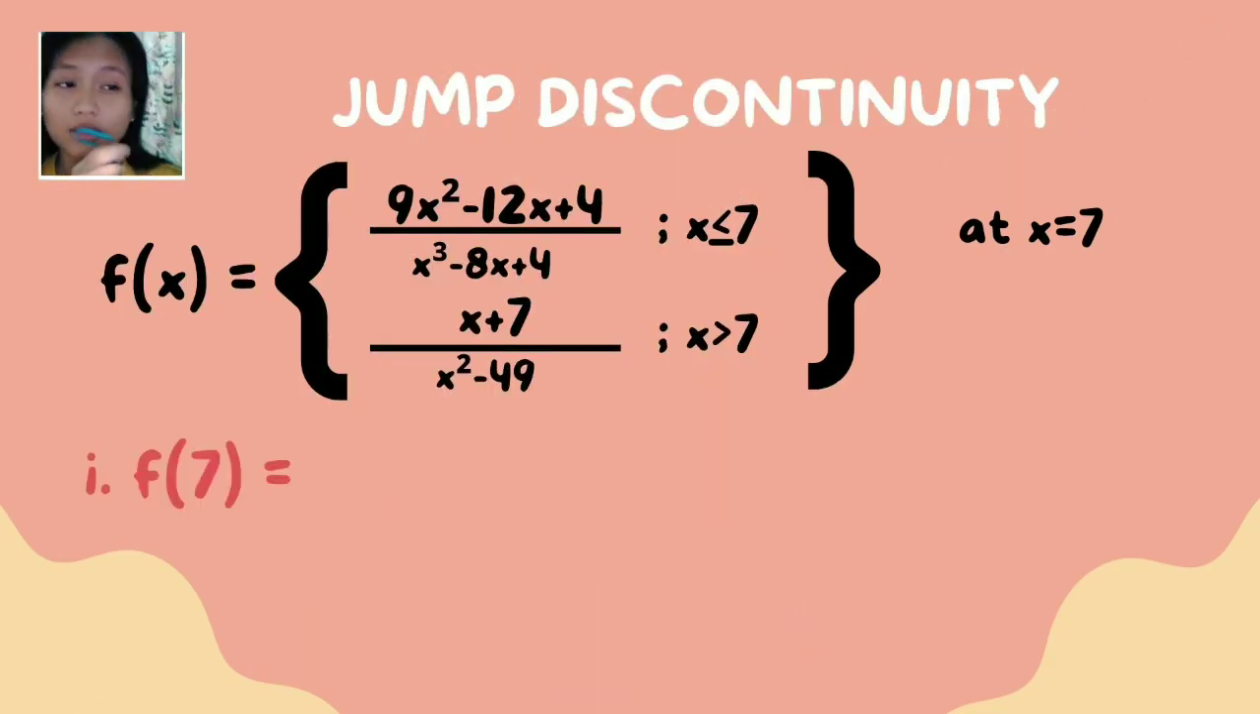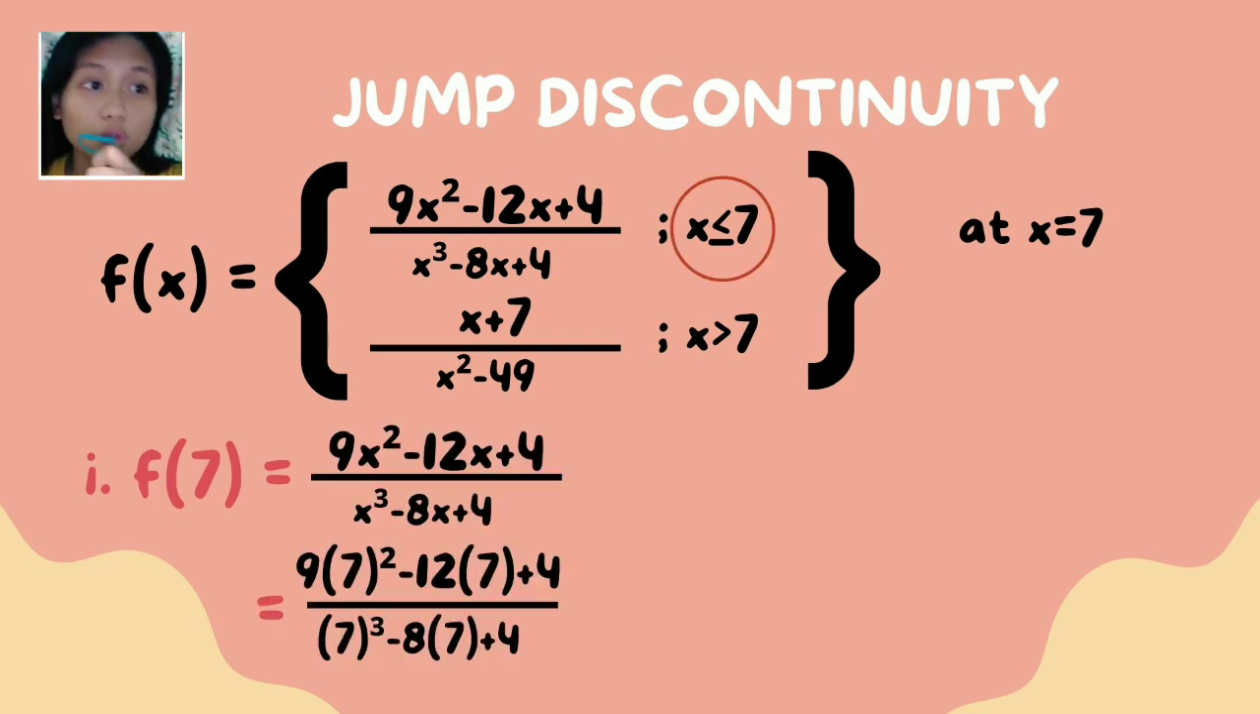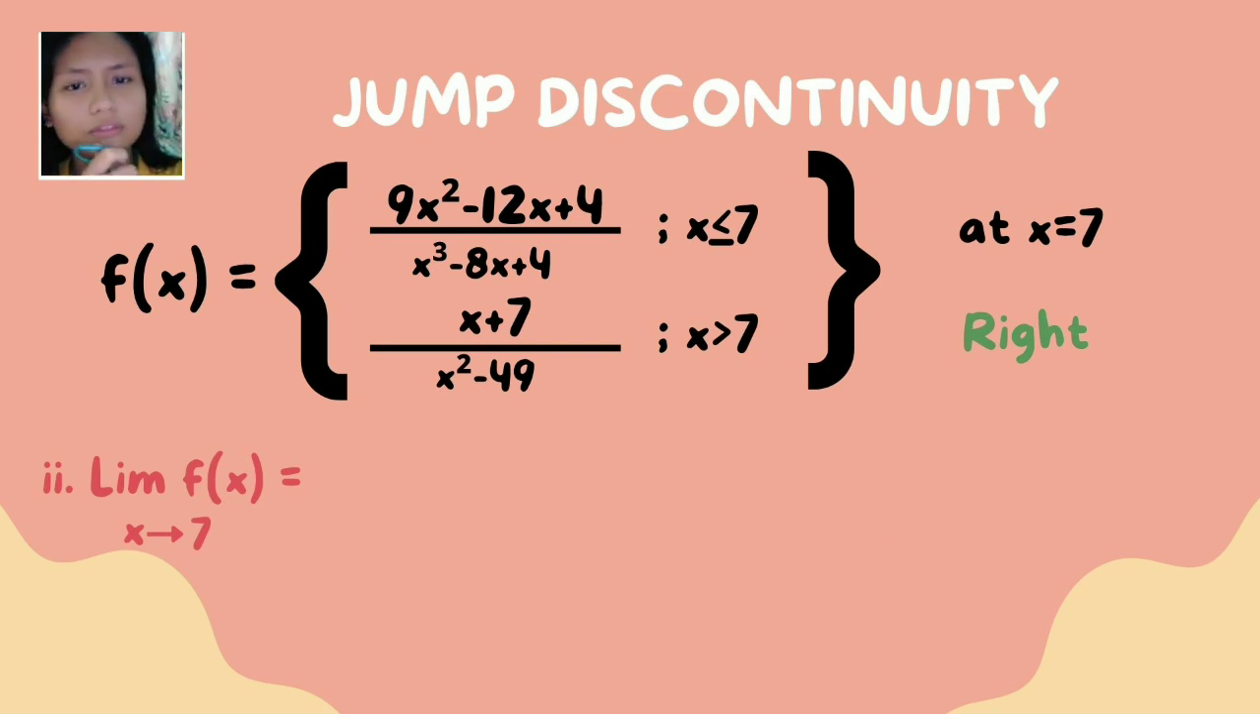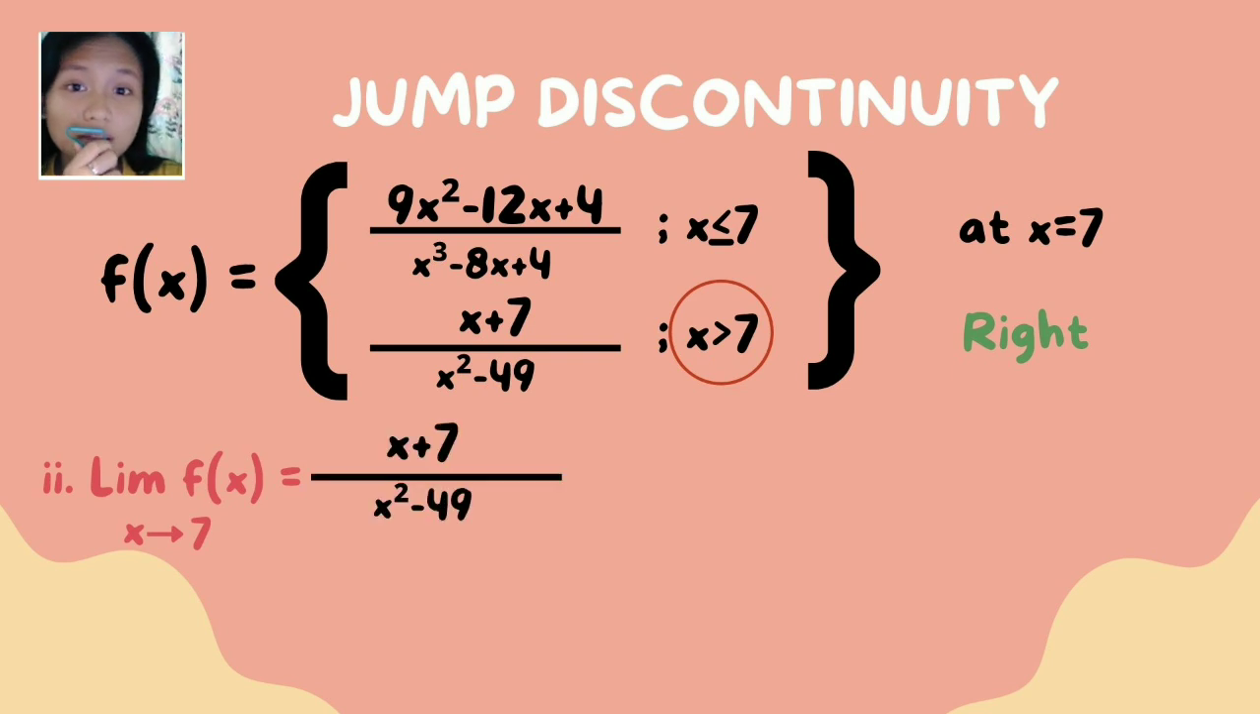Next, we have jump discontinuity. For condition number 1, x equal to 7, we have to use the first expression. Then direct substitution and equate them. We'll get 49 over 7 and the final answer of 7. Next, we have to find the limit on the right and on the left. You know that the limit is on the right when the symbol is greater than, and vice versa. Now, let's see if there's a restriction.